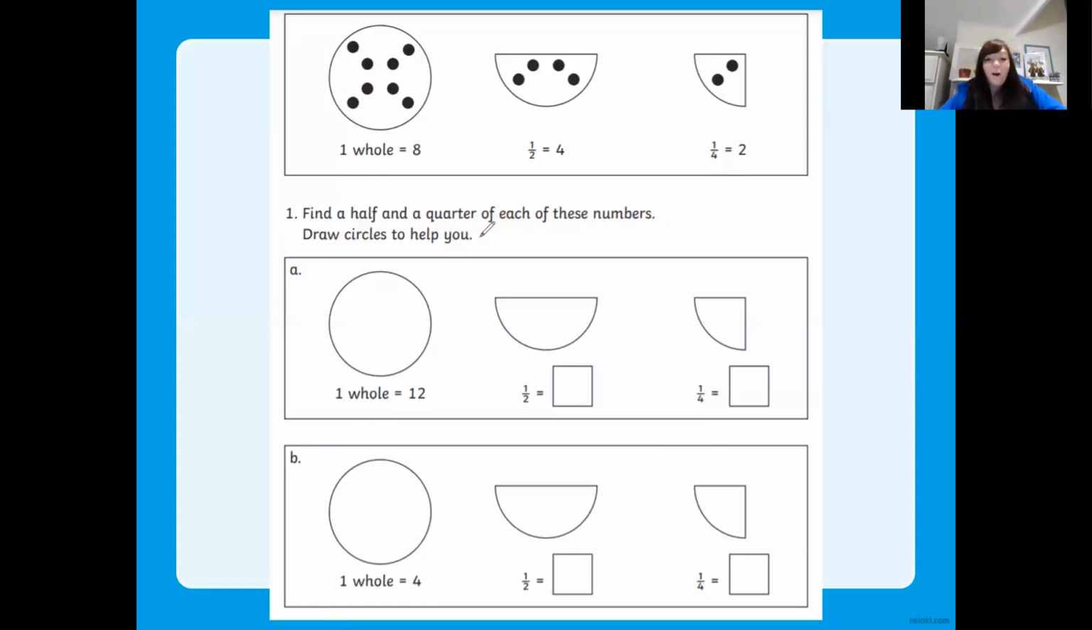Okay, so 1/2 of 12, you're doing 12 divided by 2. 12 divided by 2 is 6. To find 1/4, you are doing 12 divided by 4. 12 divided by 4 is 3. To find 1/2 of 4, you are doing 4 divided by 2, which is 2. To find 1/4 of 4, you're doing 4 divided by 4, which is 1.